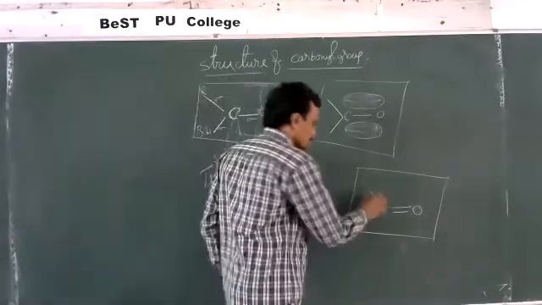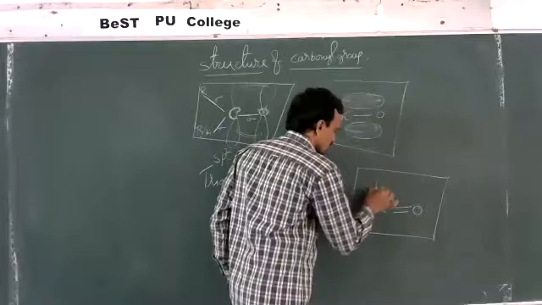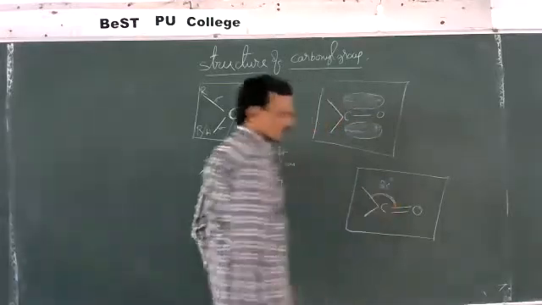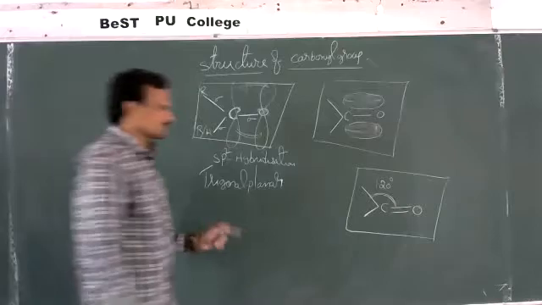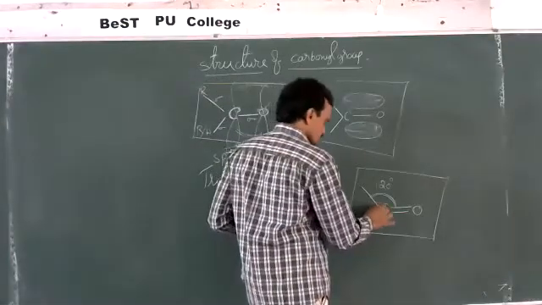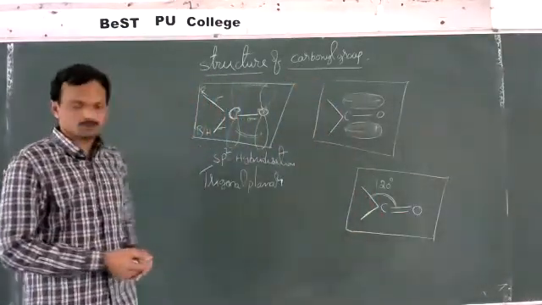This is a planar molecule. And now here the bond angle is how much? The bond angle will be 120 degrees. Due to sp2 hybridization, the bond angle is approximately 120 degrees. So this is regarding the structure of the carbonyl group.